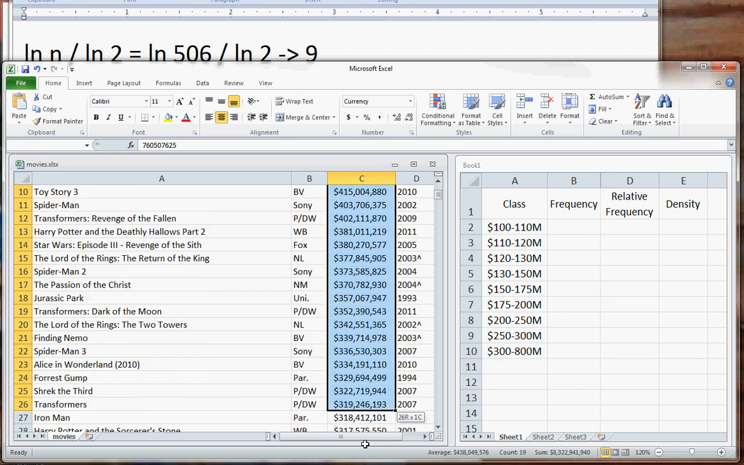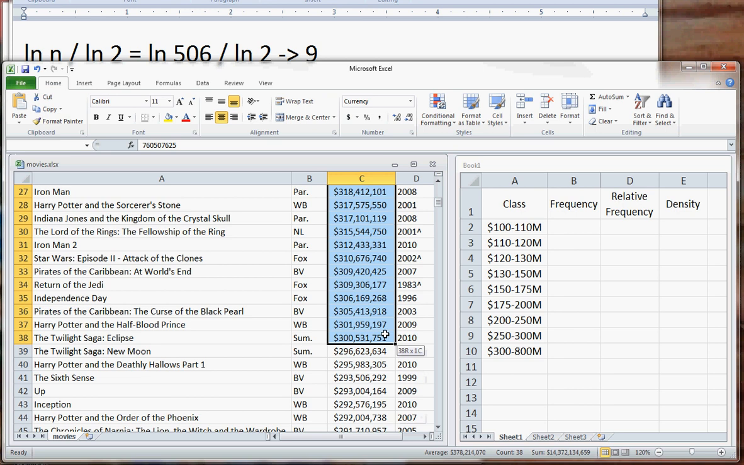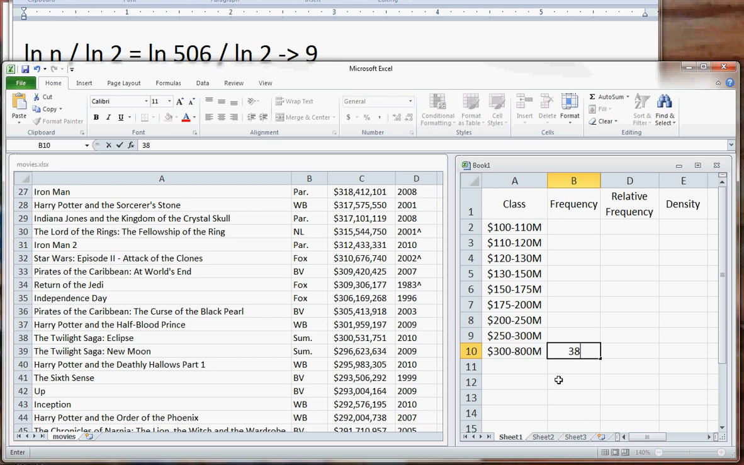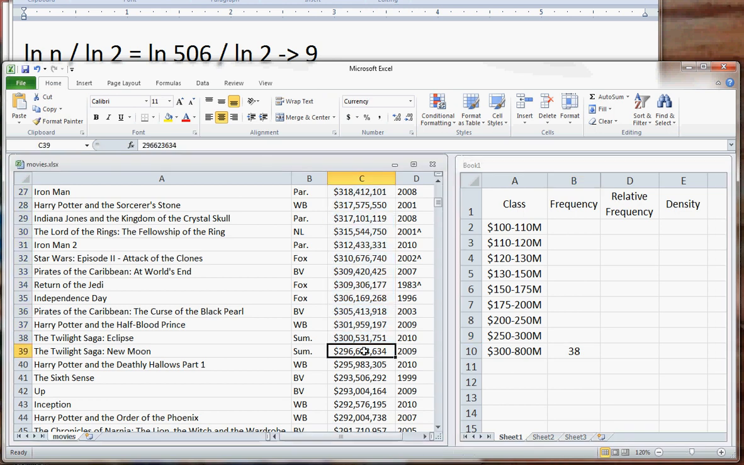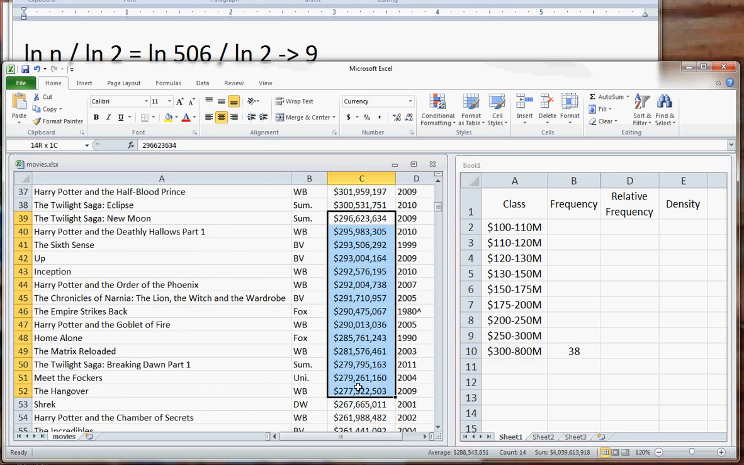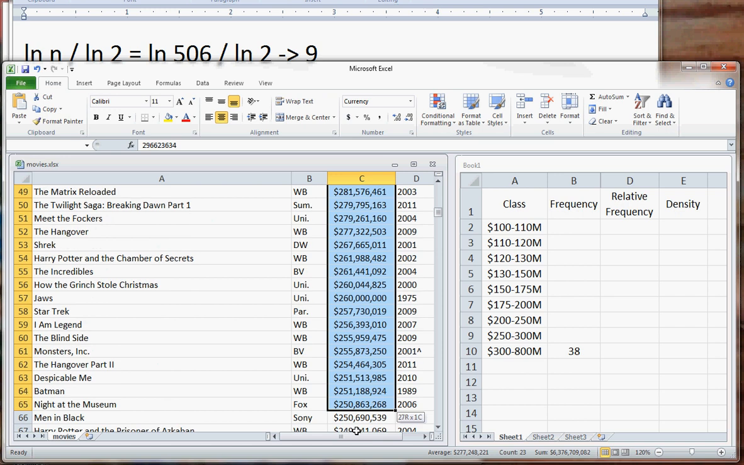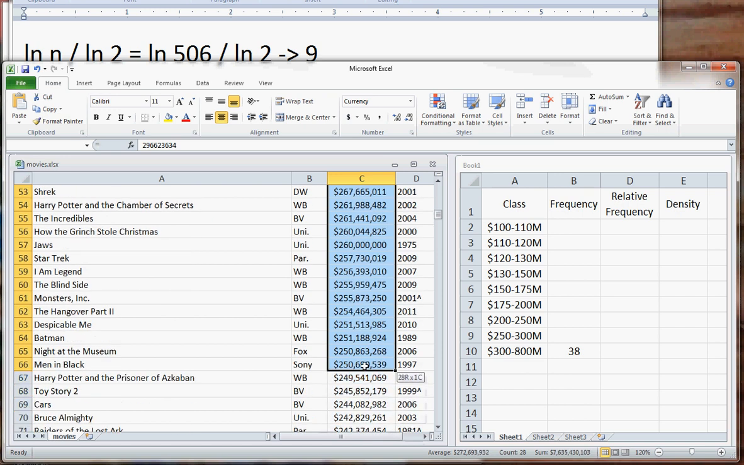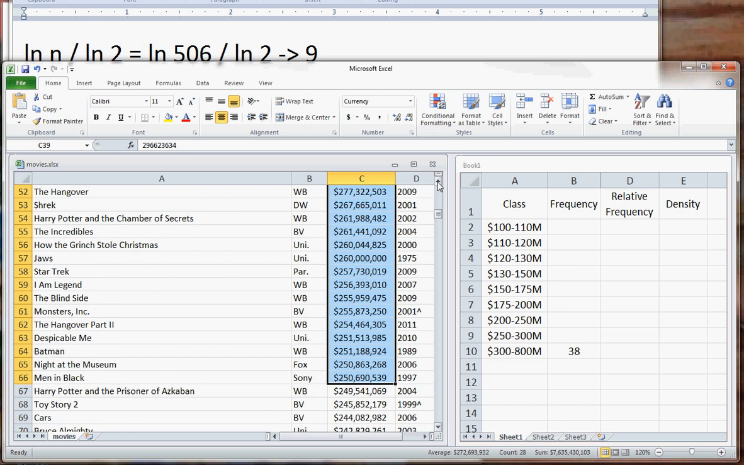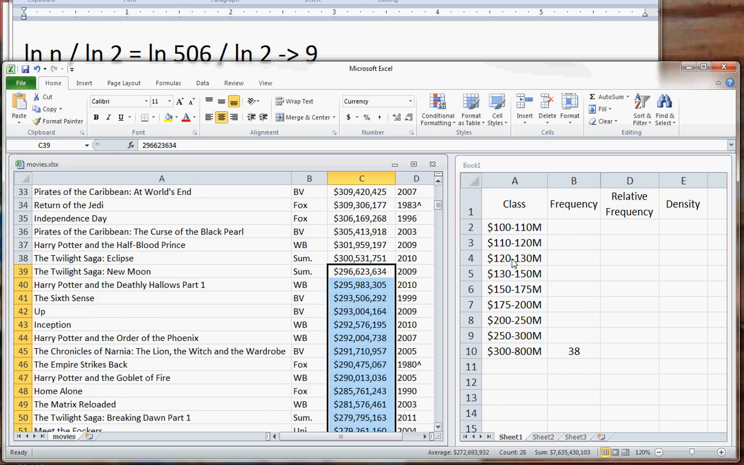So from 300 to $800 million, I have 38 movies, from Avatar to Twilight Eclipse. So there are 38 movies in that category. The next category, 250 to $300 million, takes me from Twilight Saga New Moon to Men in Black at $250.6 million. So from 66 to 39.